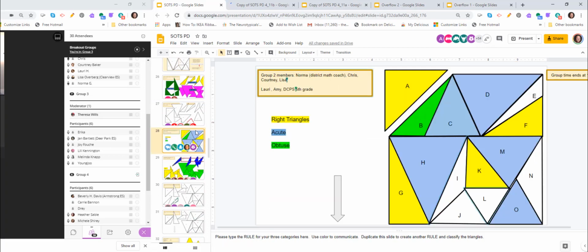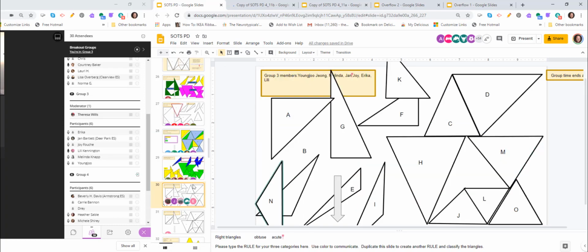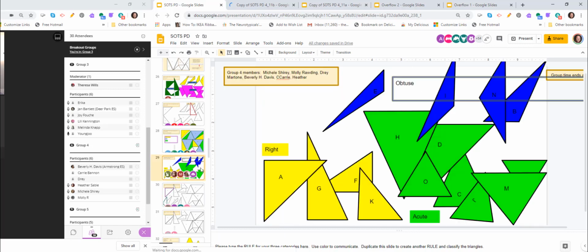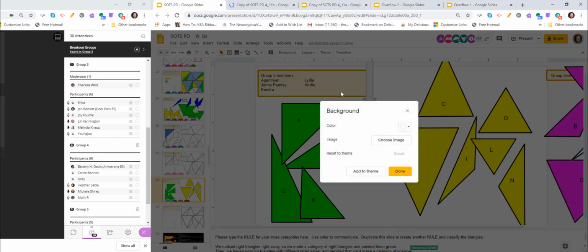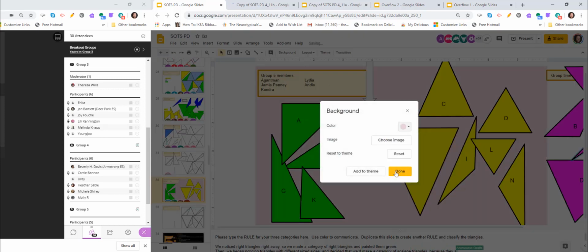So should I duplicate our slide to create the 2 other groups? Oh, yeah, please. At least one other group. Okay, I'll go ahead and duplicate, and color code the right triangles. So what color? We already have 2 slides for group 3, right? Yep. So we just need one more. Okay, I'll duplicate the second one.